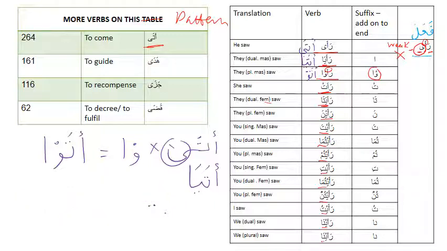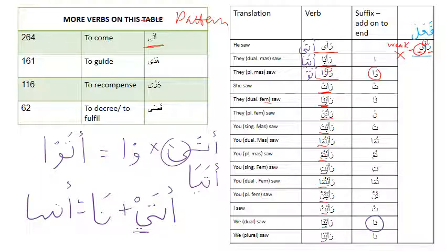You would do ata plus, for example, let's do na, okay? This ya comes back, you put a sukoon on it, and it becomes atayna. Atayna, so the ya comes back. Well, we keep the ya in its original form with a sukoon on it though. So yeah, if you just follow the table, the pattern, you should be fine.